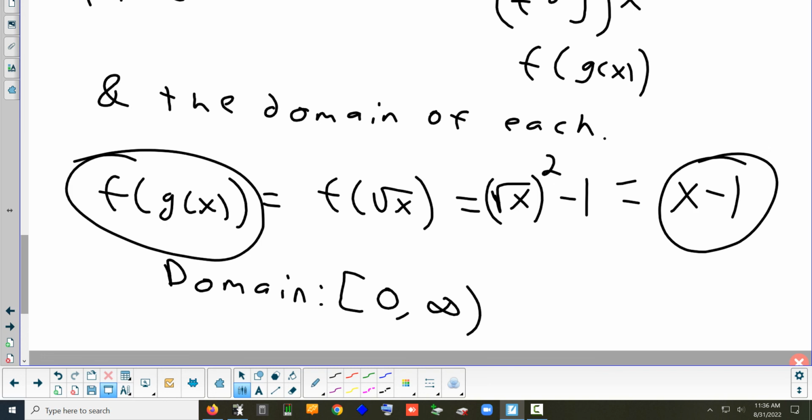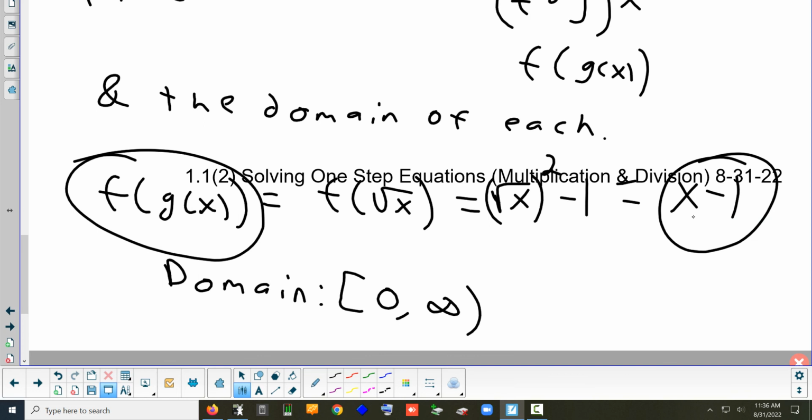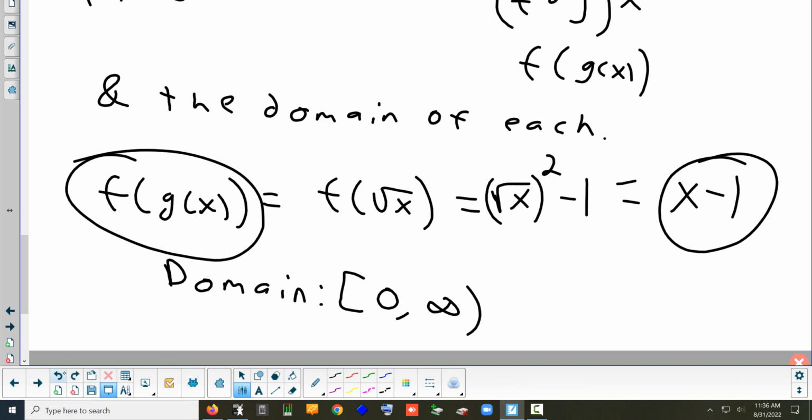So that's a little tricky, because sometimes I get an answer here of all real numbers. Yes, the composed function has all real numbers, but the original function that got you there didn't. So you have to take that into account.